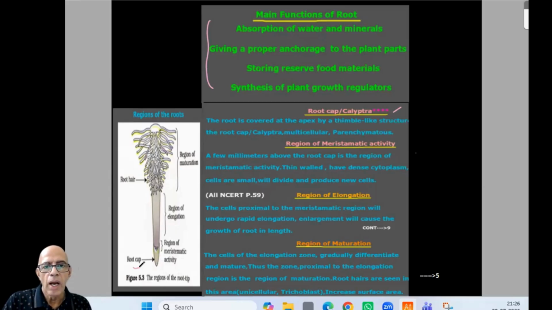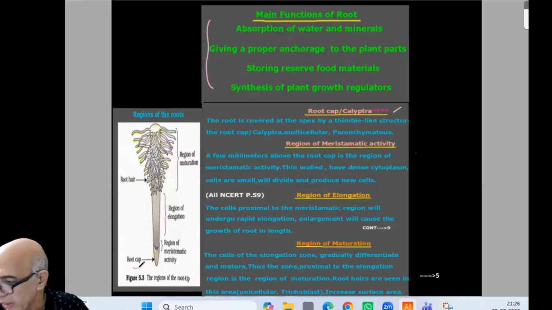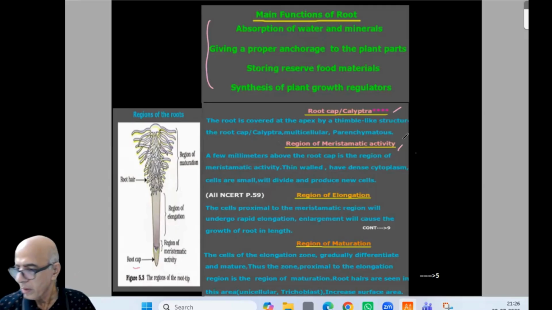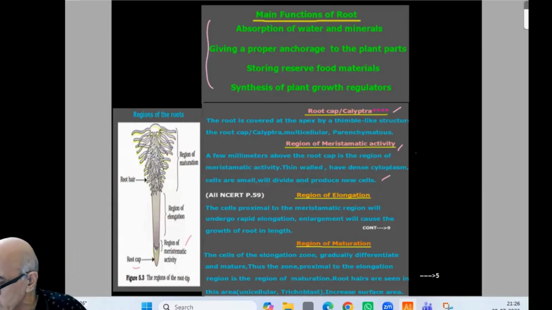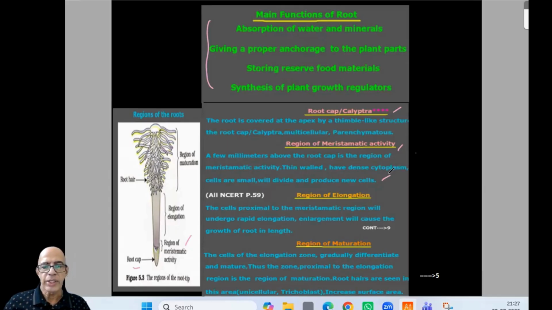Next, the region of meristematic activity, the dividing area. That is a few millimeters above the root cap. Here the cells are thin-walled in nature, have dense cytoplasm, and are small. They divide and produce new cells, features of a typical meristem. Then the third is the region of elongation.